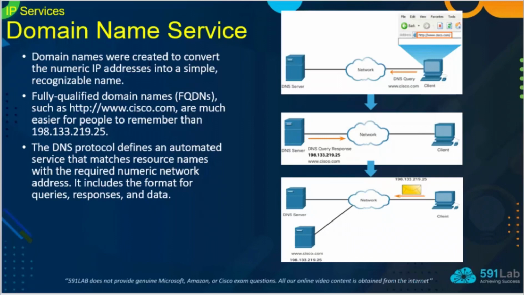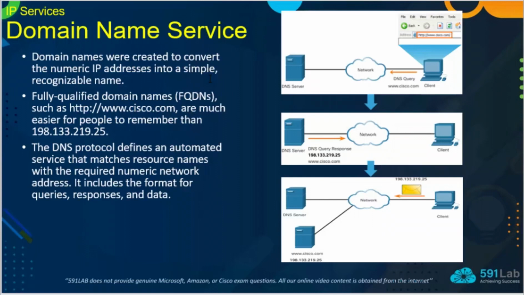Domain names were created to convert numeric IP addresses into simple recognizable names. So we have a fully qualified domain name, like Cisco.com or Facebook.com, and all that is for people to remember. But normally our network devices make use of IP addresses.